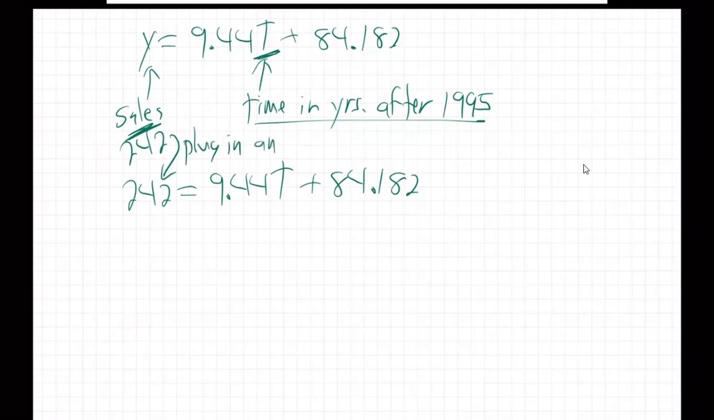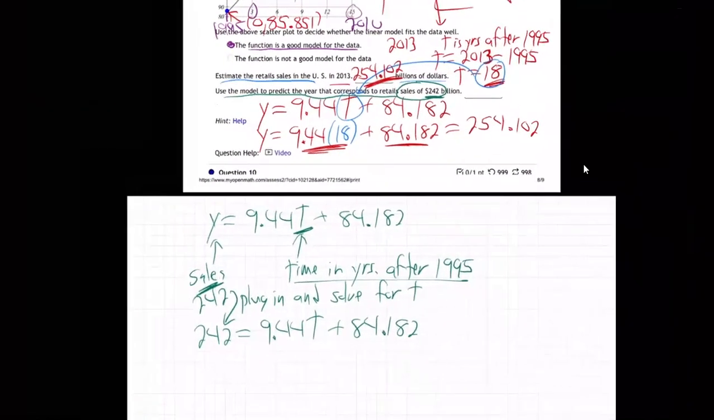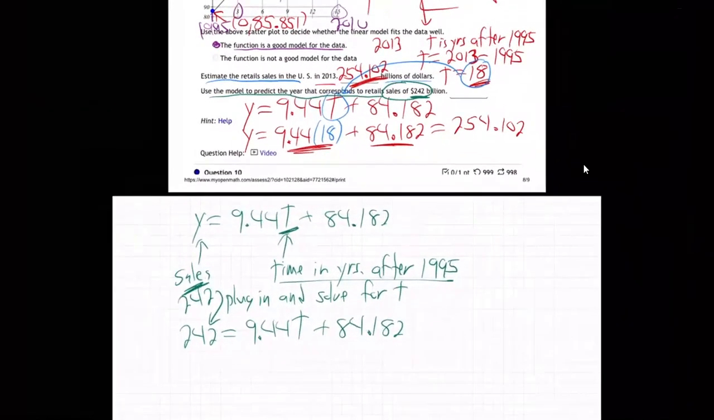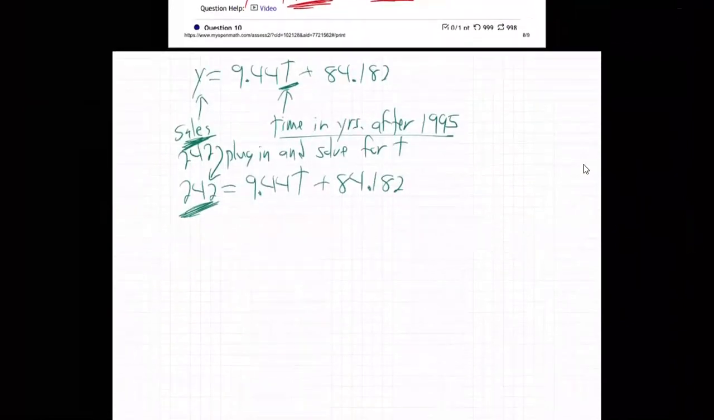Is that making sense? Because they're saying, all right, let's use that linear equation and find out when sales will be 242 billion. When will that happen? So I'm going to let y be 242 billion. Y is sales, and I'm going to solve for t. So let's solve this equation for t. You remember how to solve linear equations.